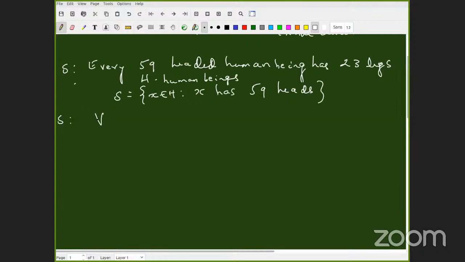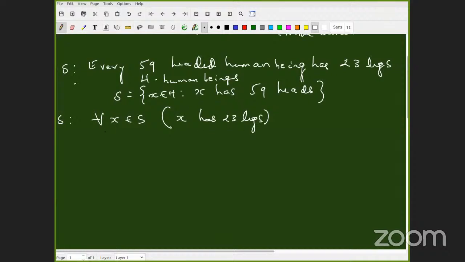So now let's rewrite the statement. What is the rewritten statement? For every X in S, what is the property X has? Can Jayashree say again? What is the property now? X has 59 heads. Very good. No, that we have already collected. For every X in S, what is the property we are saying? Look at the statement. X has 23 legs. Very good.